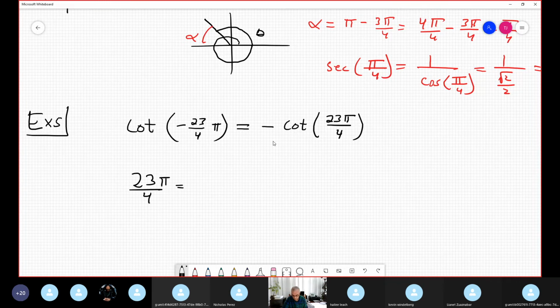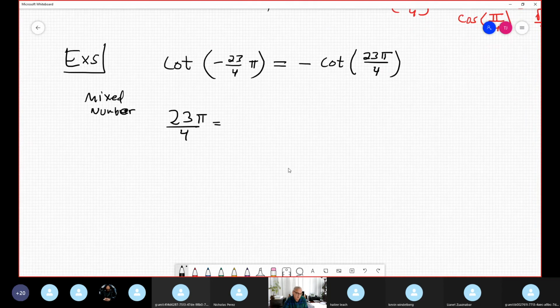And in your calculator or by hand, either way, you convert this improper fraction, because the numerator is bigger than the denominator, into a mixed number. In the calculator it is easy, but by hand it is easy also, no big deal. You divide 23 by 4 by hand. It is obvious that it is 5, because 6 is too much. This is 20, and the remainder is 3. So this is 5 and 3/4 pi.